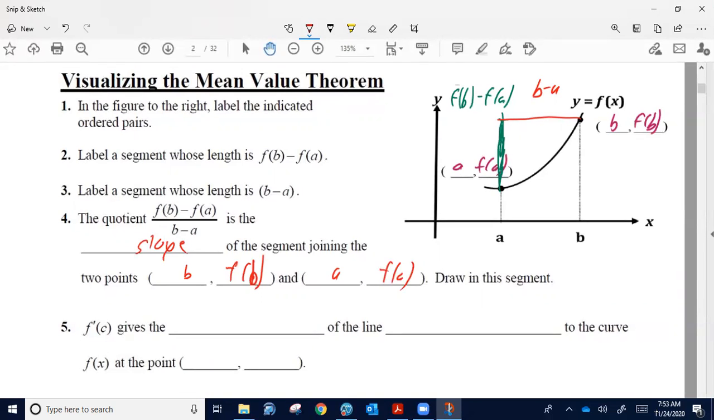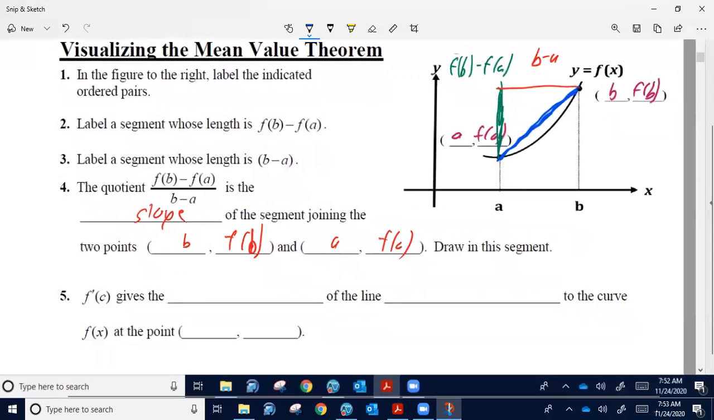Draw in that segment. So if we connect these, that's the slope. That's the rise over the run. F prime C gives the slope of the line tangent to the curve at the point C, F of C. Again, the derivative gives the slope of a tangent line that brushes up against the curve.